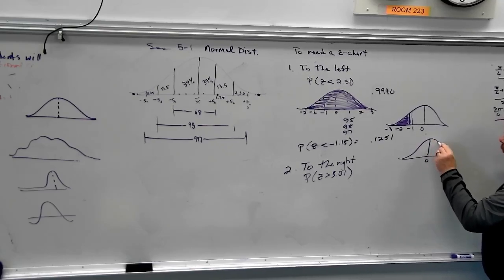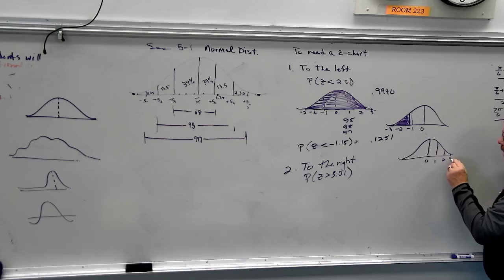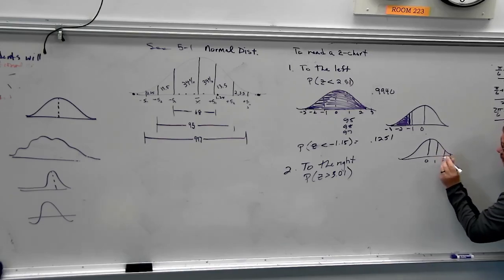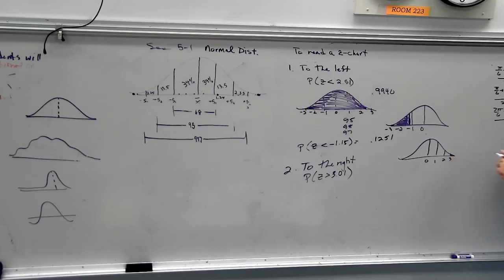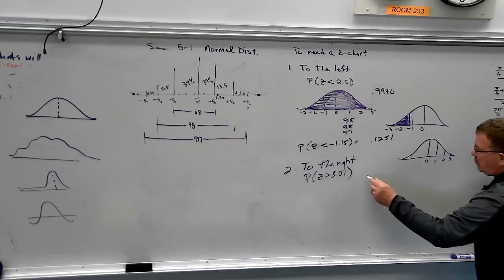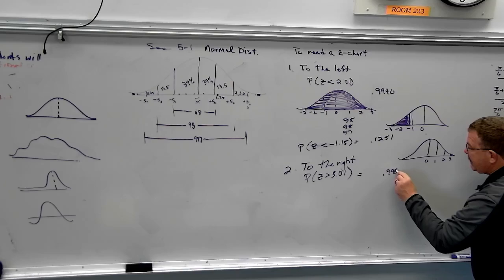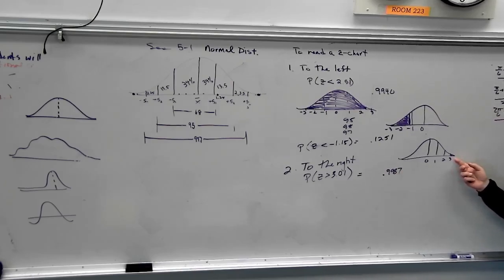Our charts only tell us the area to the left, and I want to know this answer right there. That little teeny piece. Well, look it up. Look up 3.01 on your chart. What do you get? It should be close to the very bottom. 3.01: 9987. Does it make sense that the answer is 99%? What should you do?